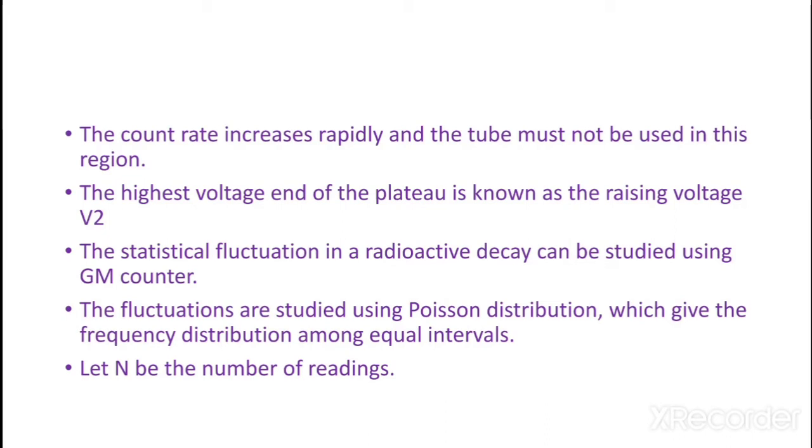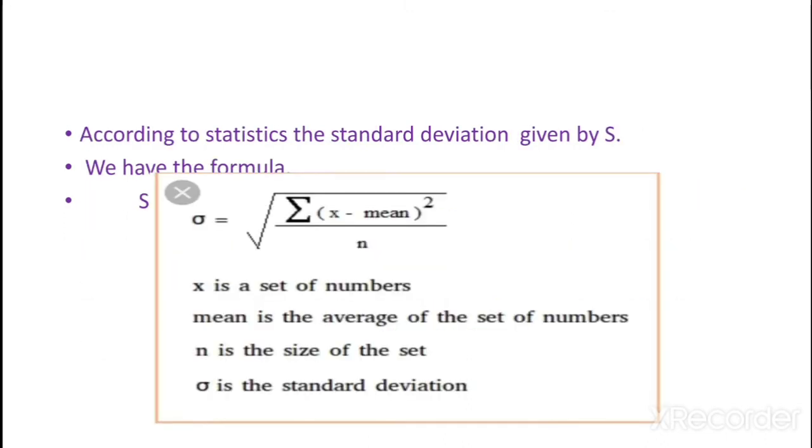The statistical fluctuation in a radioactive decay can be studied using a GM counter. The fluctuations are studied using Poisson distribution, which gives the frequency distribution among equal intervals. Let N be the number of readings. According to statistics, the standard deviation is given by sigma equal to the square root of the sum of (x minus mean) whole square divided by N, where x is a set of numbers, mean is the average of the set of numbers, N is the size of the set, and sigma is the standard deviation.